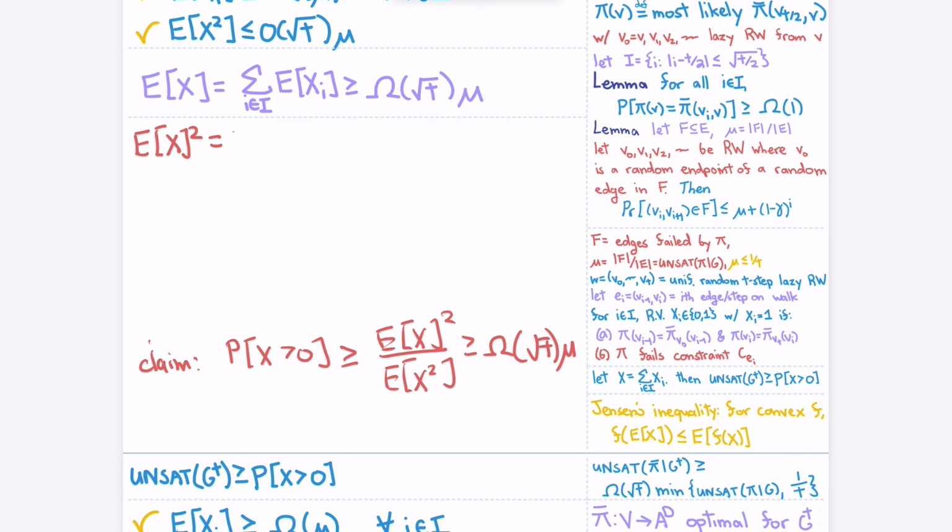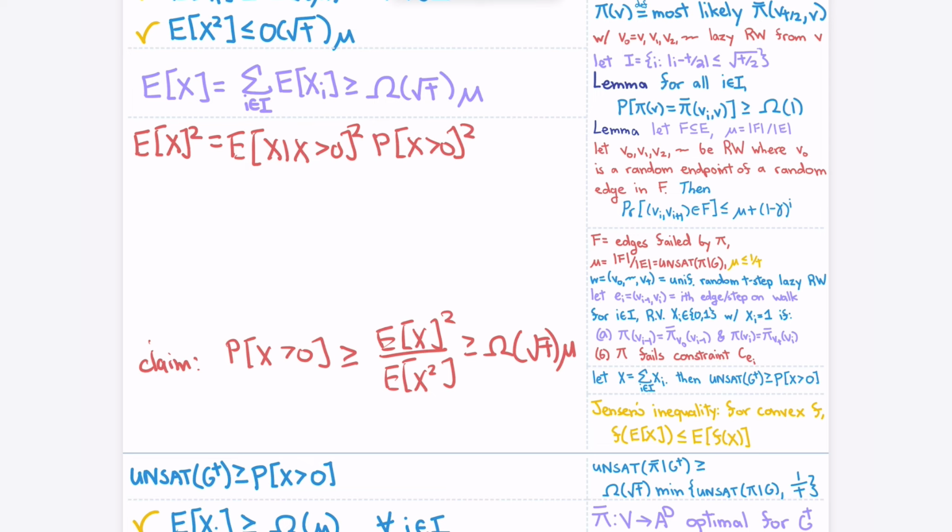Okay, so we're going to take conditional expectations. I don't think anything's written. Yeah. We'll take conditional expectations for x given x greater than 0 squared times the probability that x is greater than 0 squared. Okay.